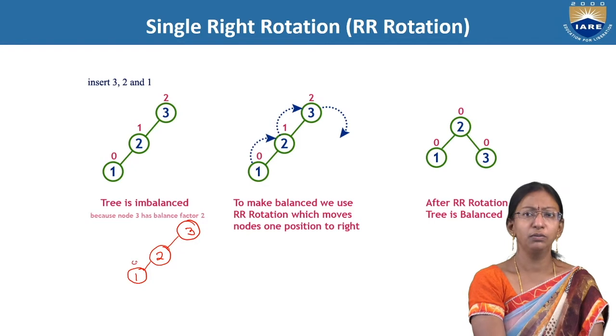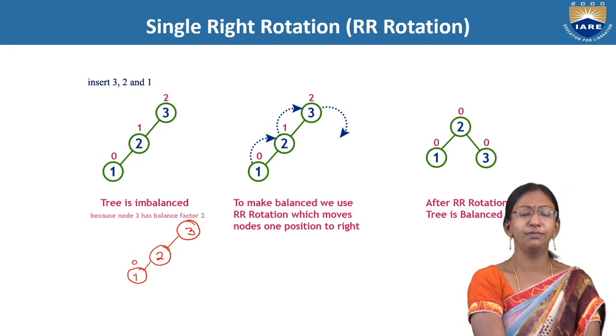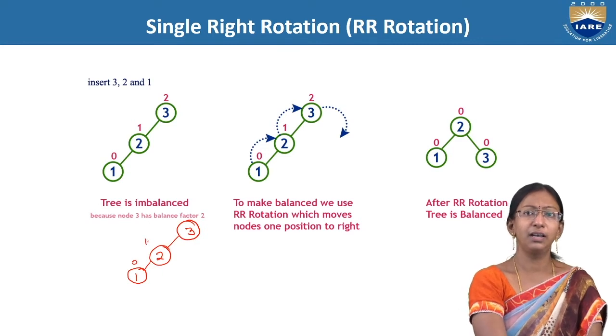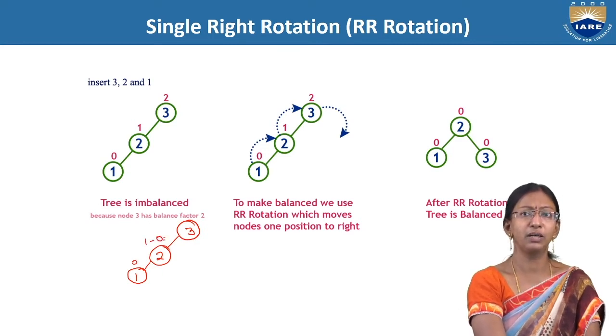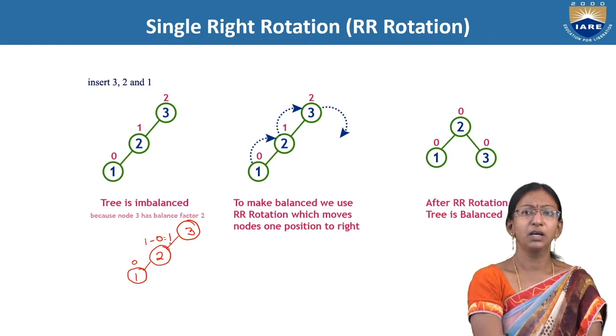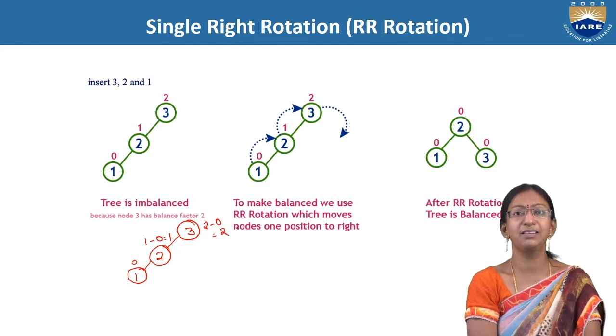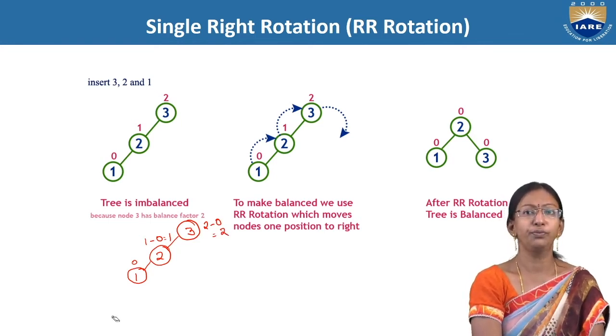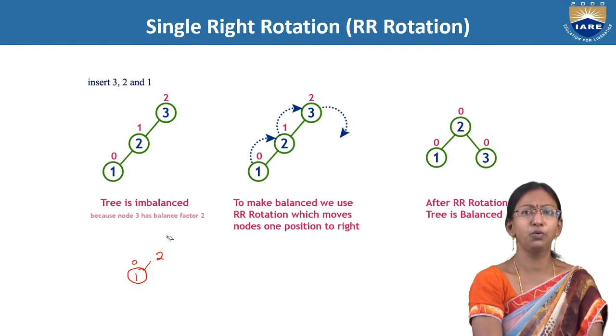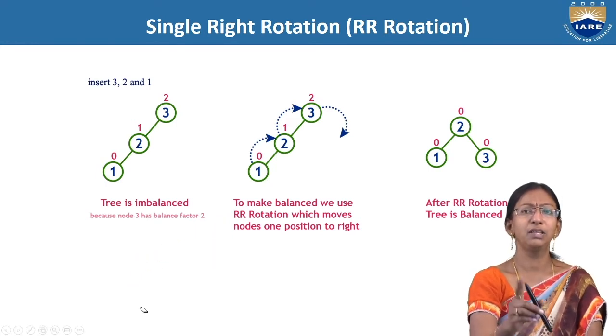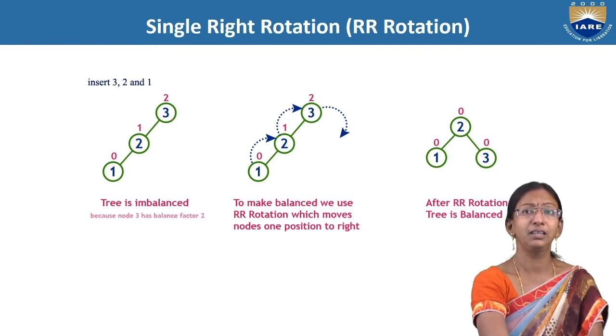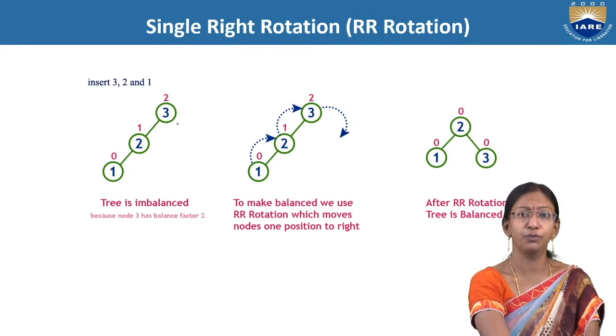0 as 1 is a leaf node. Coming to 2, left is 1, right is 0, its balance factor is 1. Coming to 3, its left is 2, right is 0, so 2. Now you can see that 3 violated the rule of AVL. So let's start thinking from the point of view of 3. What is 3 thinking? 3 is thinking that I lost the balance because of whom?